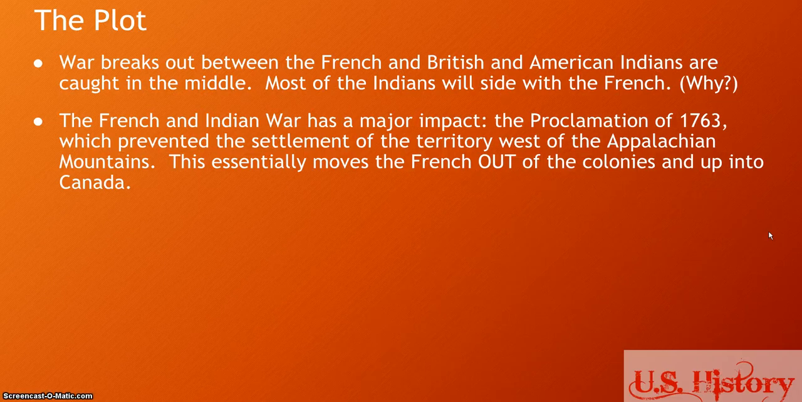The thing for you to remember from the French and Indian War is the major impact. It's the Proclamation of 1763. This prevented the settlement of territory west of the Appalachian Mountains. Okay? That essentially prevents people or settlers from settling in that land past the Appalachian Mountains. But more importantly, it essentially kicks France out, and it pushes them up into parts of Canada. So this is why we have a lot of French-speaking parts in Canada to this day. Well, part of that is due, in fact, to the ramifications of the French and Indian War. So at this point, Great Britain has total control of the 13 colonies. Okay?